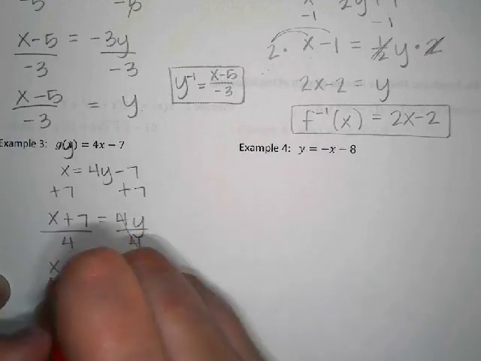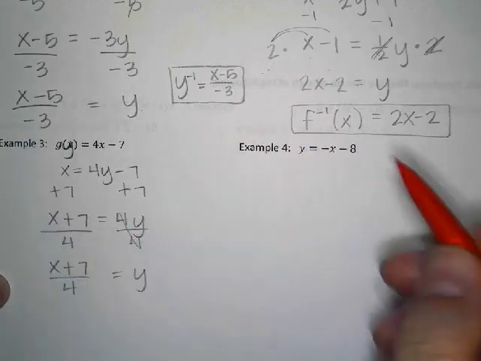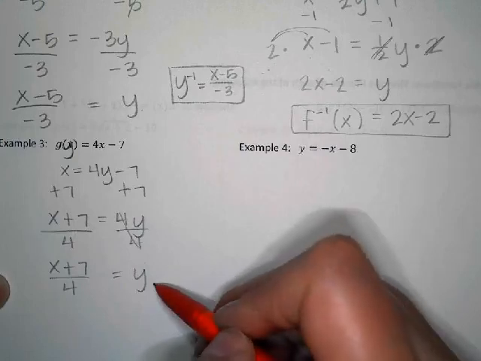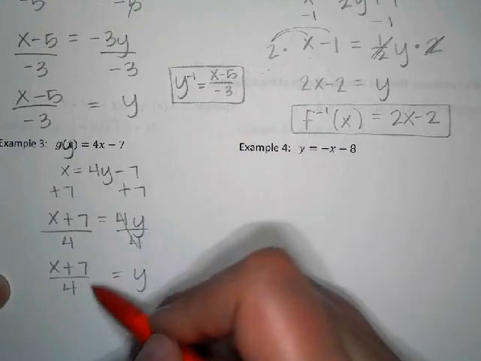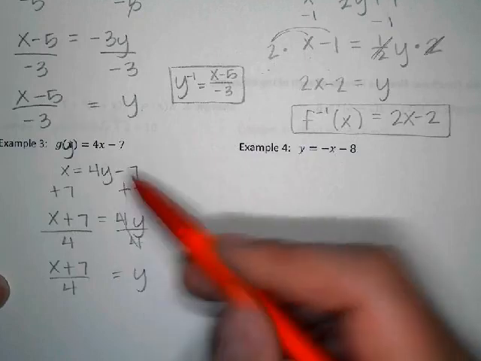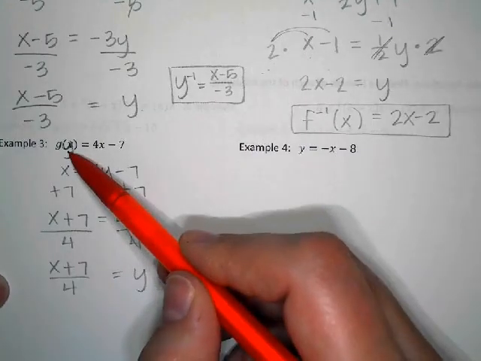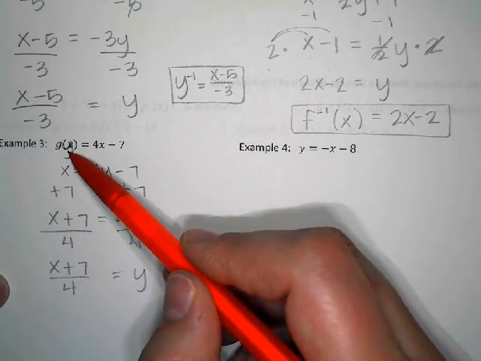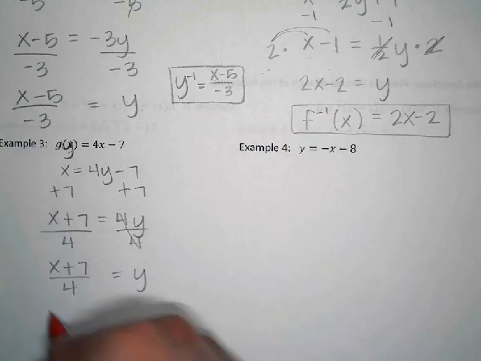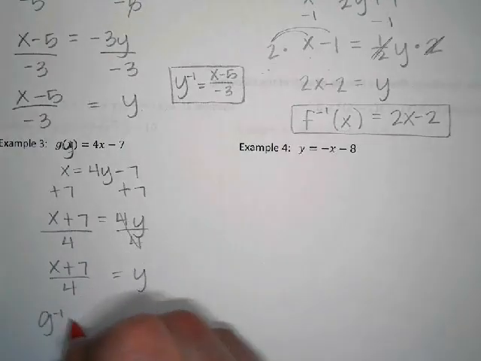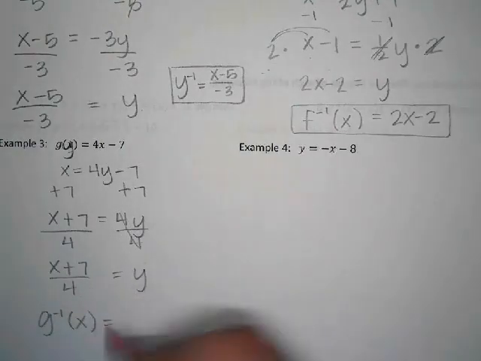Now I have to write this down so that I know that this is the inverse function. If the original function was called g of x, what am I going to call this function? G inverse. So I'm going to say g inverse of x is x plus 7 over 4.